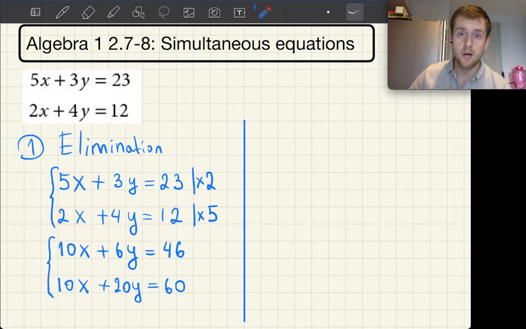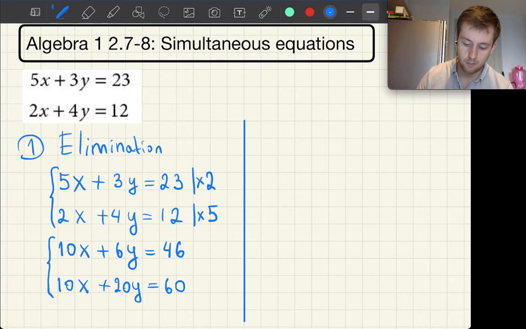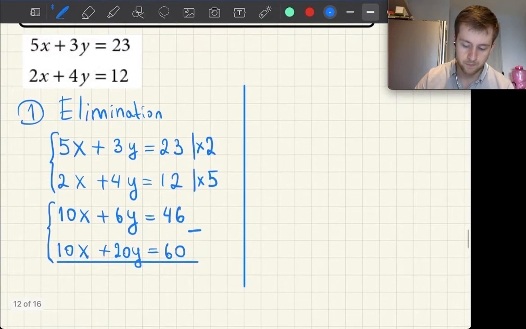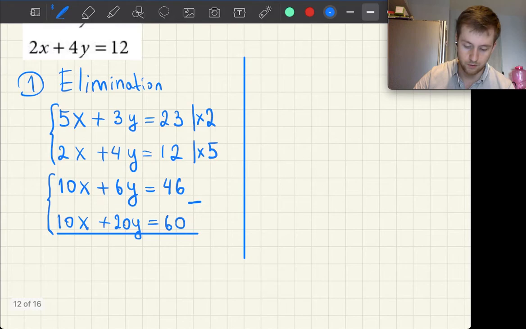Okay, so now actually we have to eliminate something. That's where the name comes from. So let's eliminate x by subtracting the second equation from the first equation. What we're going to do is just subtract each part. So 10x minus 10x will give us 0. Basically, 6y. Remember, we subtract the second equation from the first equation.